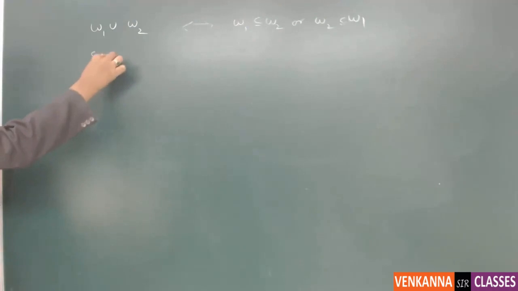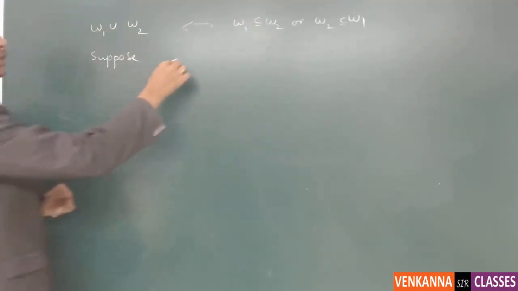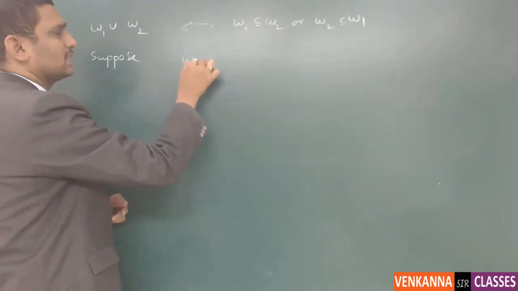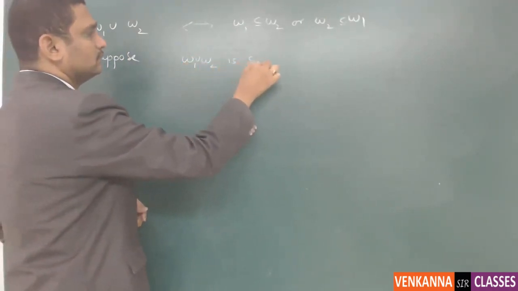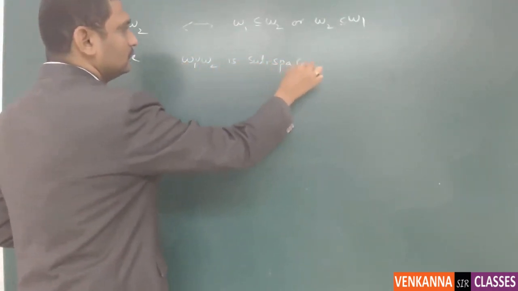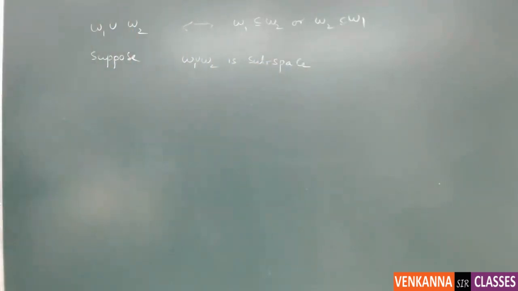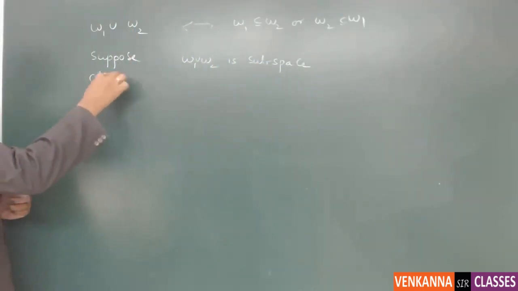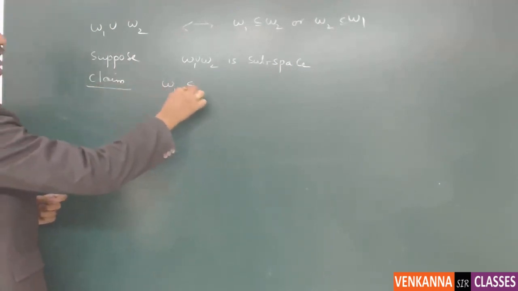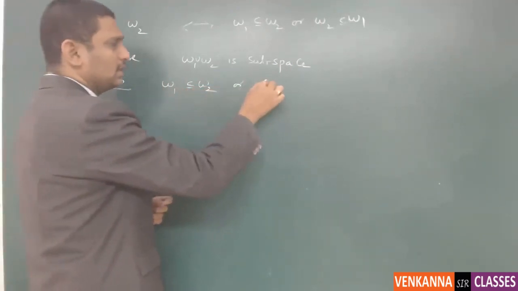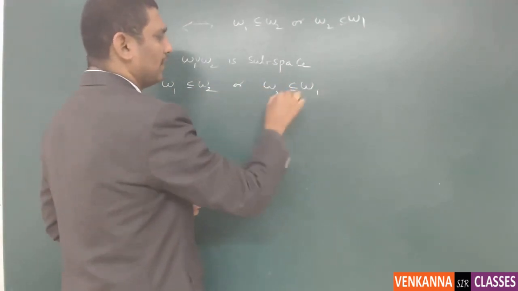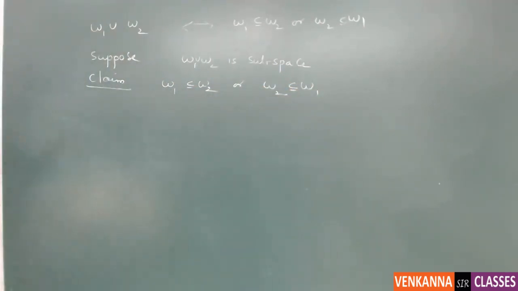We are supposing that the union is a subspace. And what are we going to prove? Either W1 is a subset of W2 or W2 is a subset of W1. We are going to prove this condition. Since there is no direct proof available, let us prove it in the contradictory way.